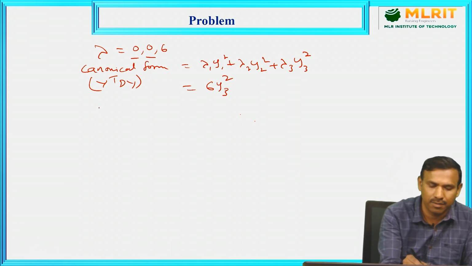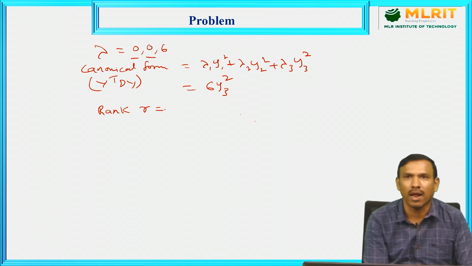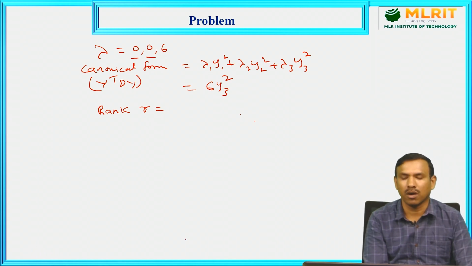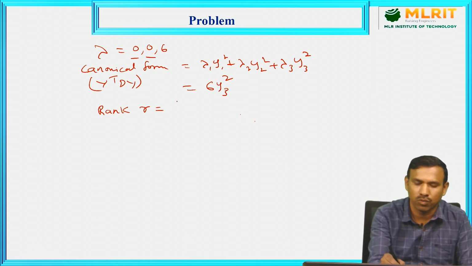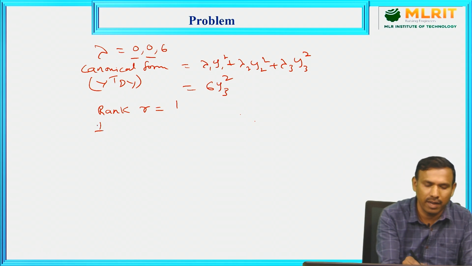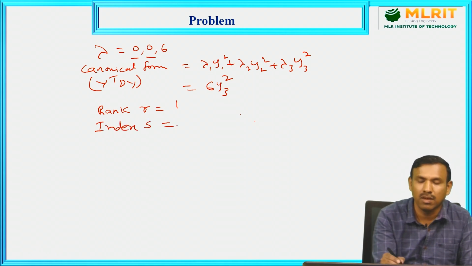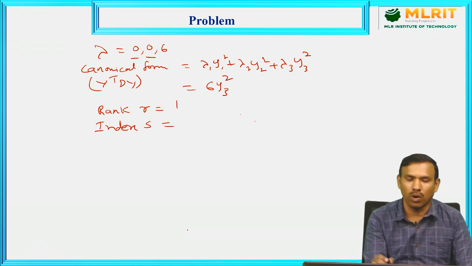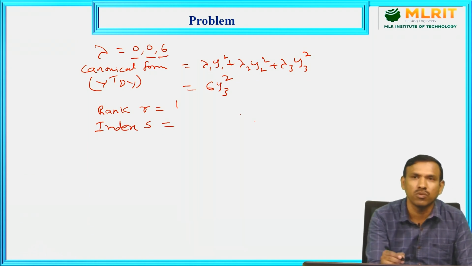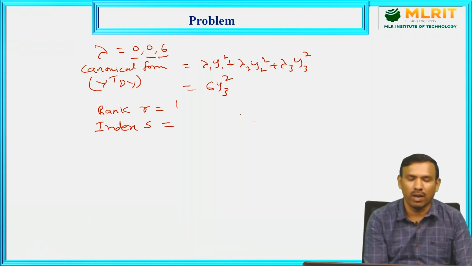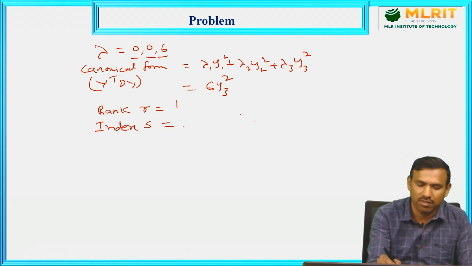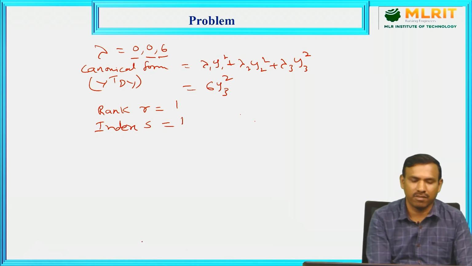Then rank R is equal to, so what is the rank R? Number of terms in the canonical form, only one term is involved, the rank is 1. Next, index is S. S means number of positive terms, only one term. So 6 is only positive, 0 cannot be positive or negative, only 6 will be treated as index, that is 1.